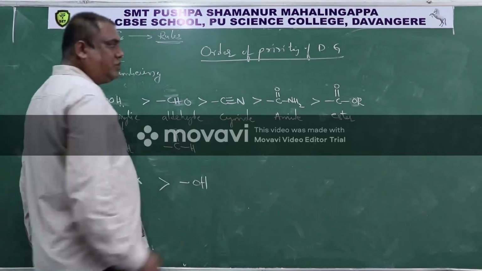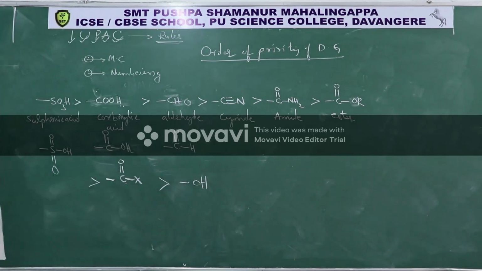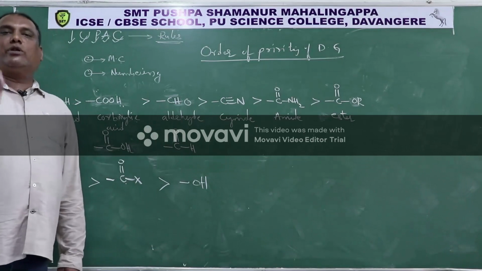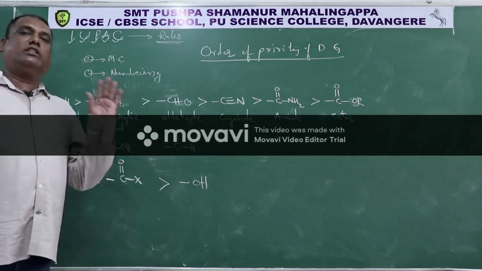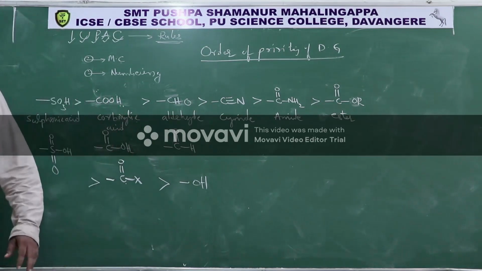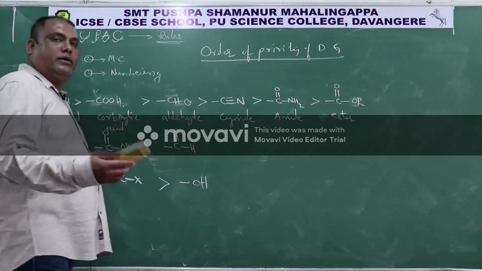So like this we should know the order of priority of the groups. If you know the order of priority of the groups, then we can give numbers to the different carbon atoms. So knowing the order of priority of different groups is very important. So that order of priority and the remaining things I will continue.